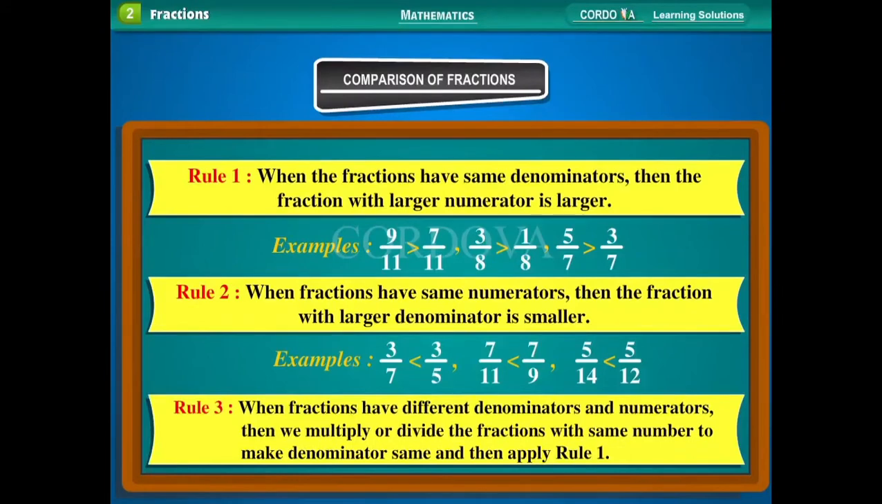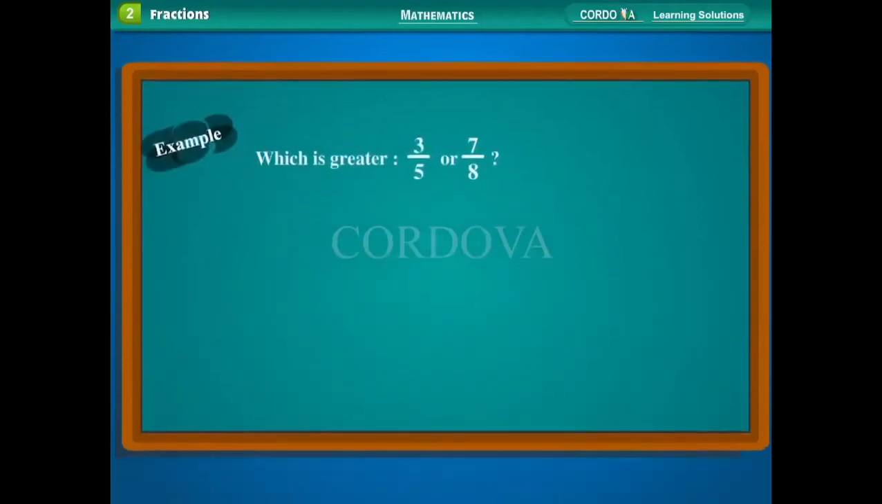Rule 3. When fractions have different denominators and numerators, then we multiply or divide the fractions by the same number to make the denominators the same and then apply Rule 1. Example: which is greater, 3 upon 5 or 7 upon 8?